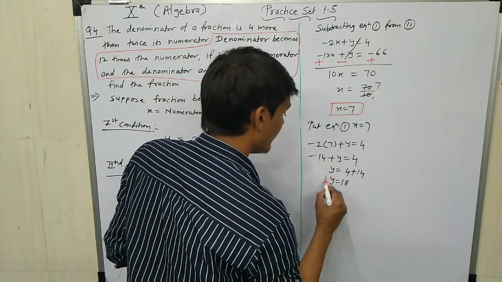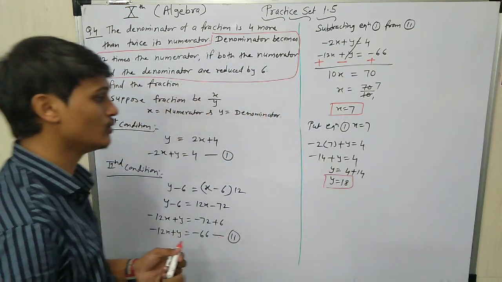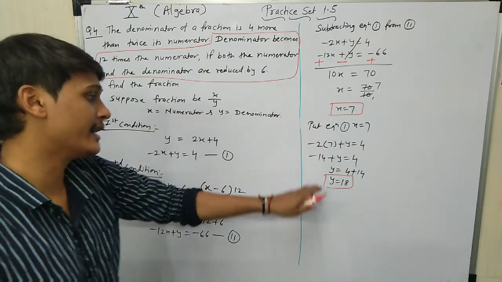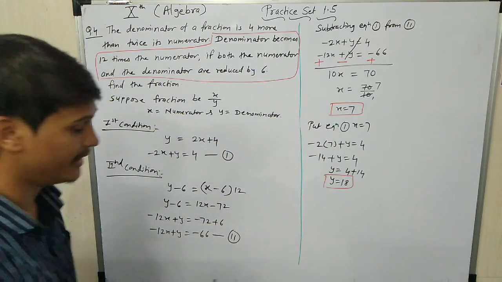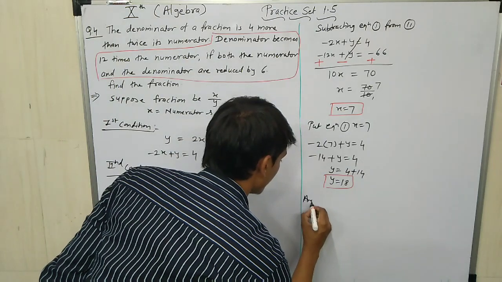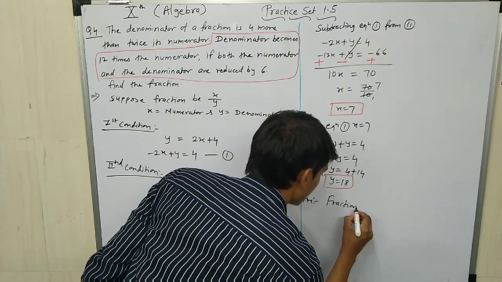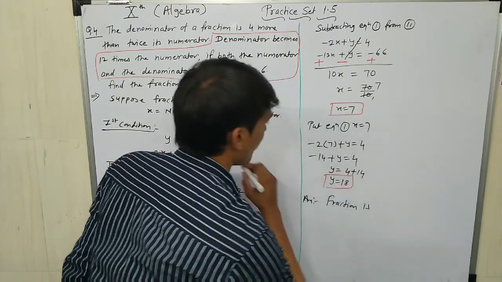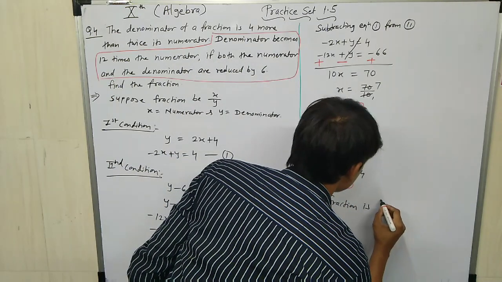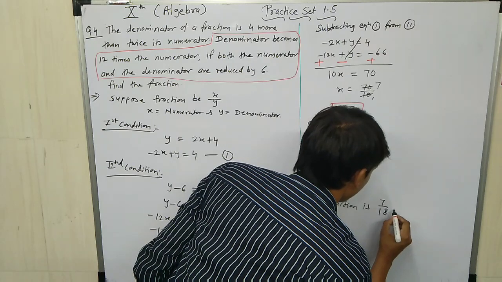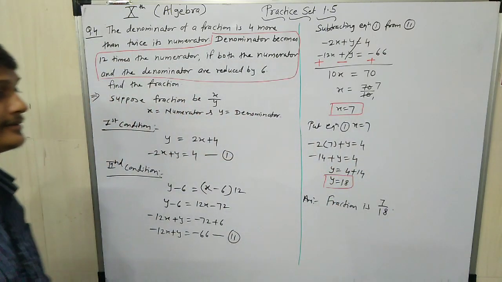y is equal to what? 18. Understood? This is the numerator and this is the denominator. Write down the answer here. The fraction is 7 upon 18. Got it?